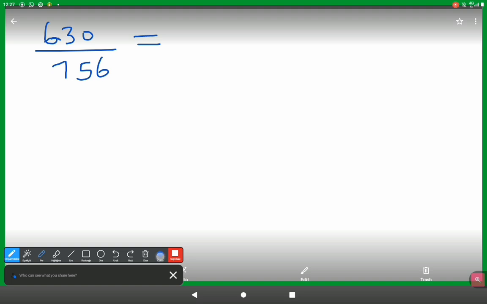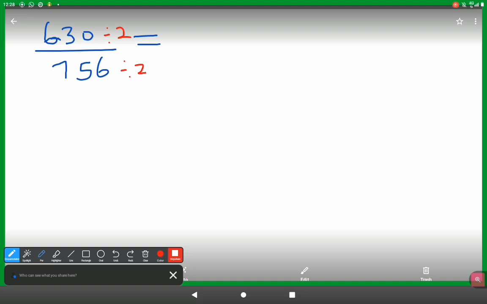Alright, you check the two sets of digits, the numerator and the denominator. This numerator ends with an even number, which is 0. And this denominator ends with an even number, which is 6. So that means I can use 2 to divide both the numerator and the denominator. Okay? So divide by 2, then divide by 2.